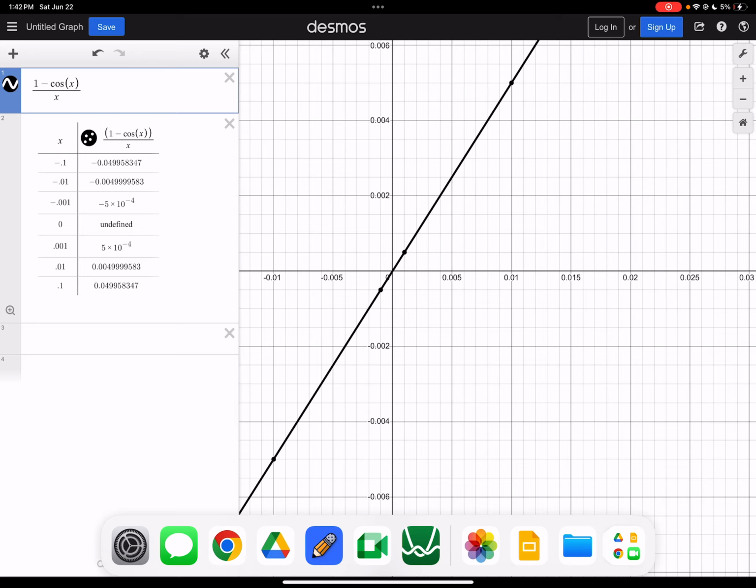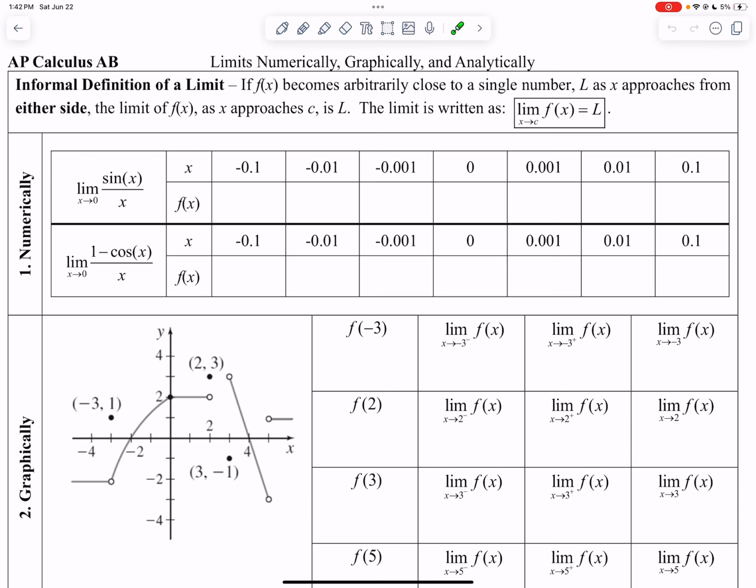Now, these two functions are going to be very important whenever we start doing trig limits in the next video. So here, I know that the limit as x approaches 0 of sine x over x gives me 1. And here, this is going to give me 0.